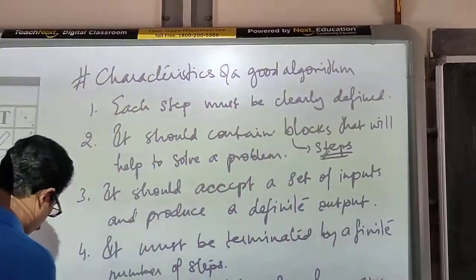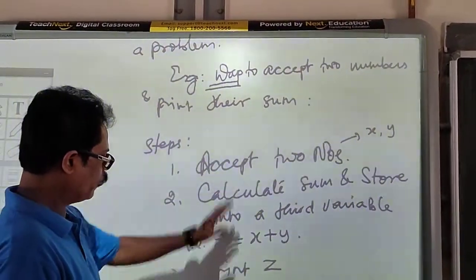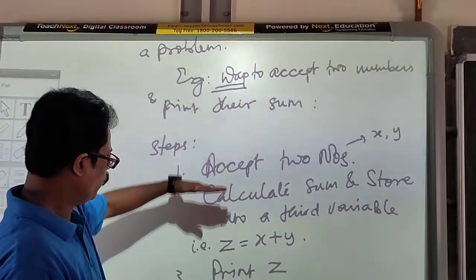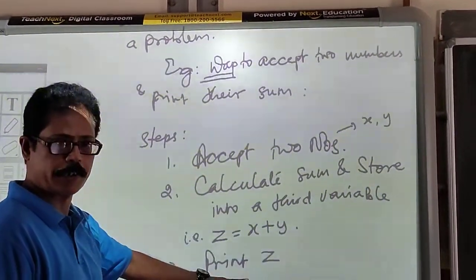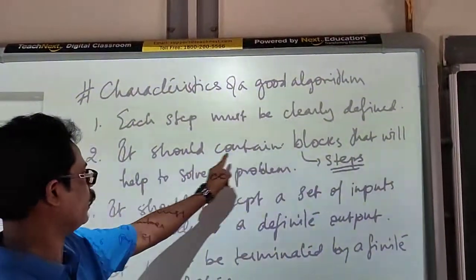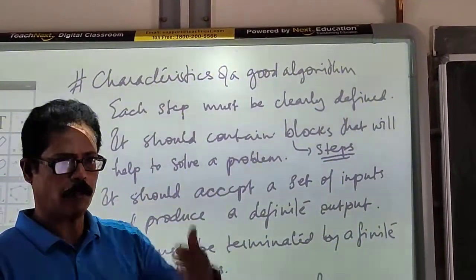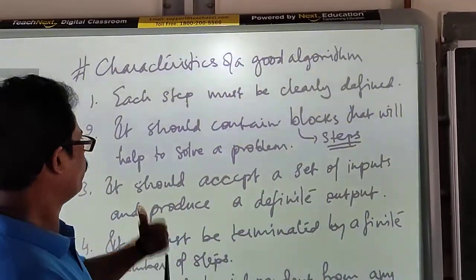Blocks here means steps. For example, here we have the steps. These are called blocks. There are 3 blocks that we have: the first block, second block and the third block for printing. Similarly here, this one means that it should contain blocks that will help to solve a problem. So divide them into blocks or steps.